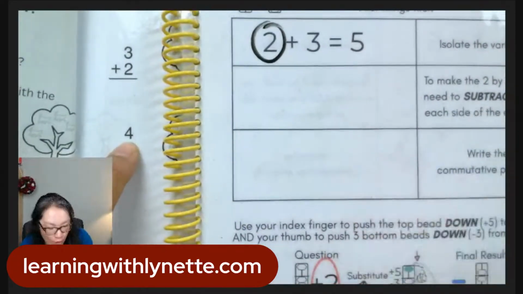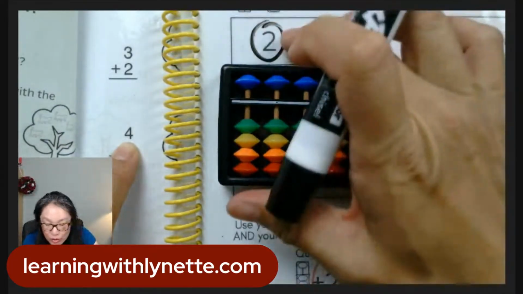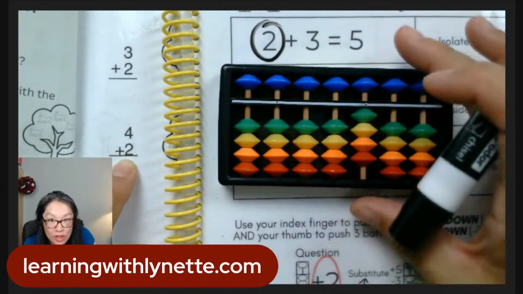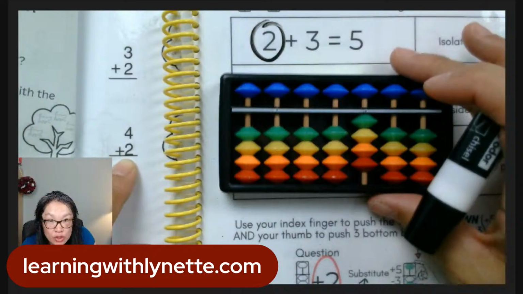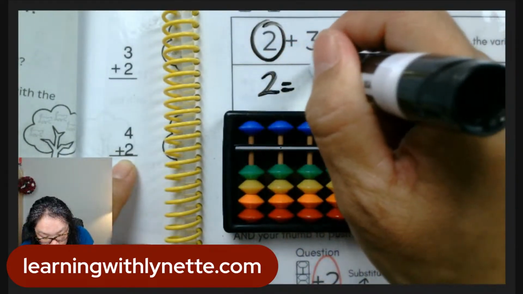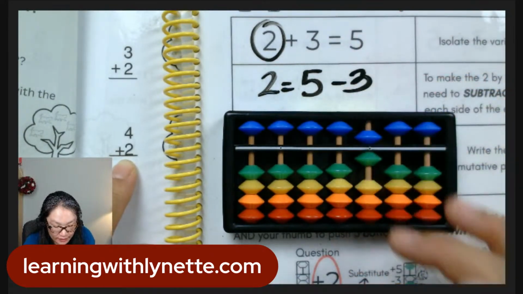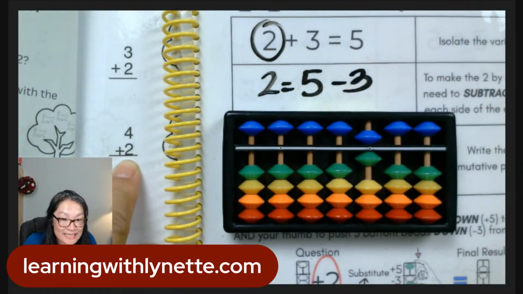So again, we're going to take this 2. Why? Because if I have 4 and I look at my abacus, and I want to add the 2, I don't have enough beads to add the 2. So we have this fact family, but we're going to modify it a little bit. We're going to do 2 is equal to 5 minus 3. Plus the 5, take away the 3, and my final answer is 6.